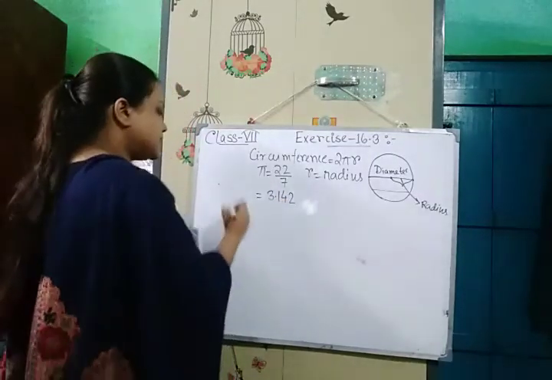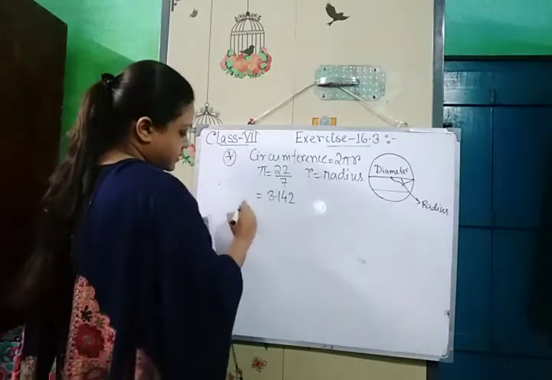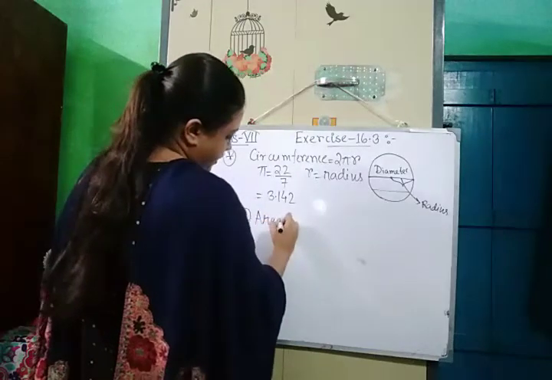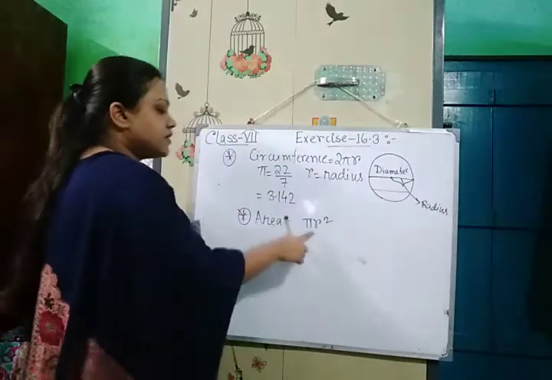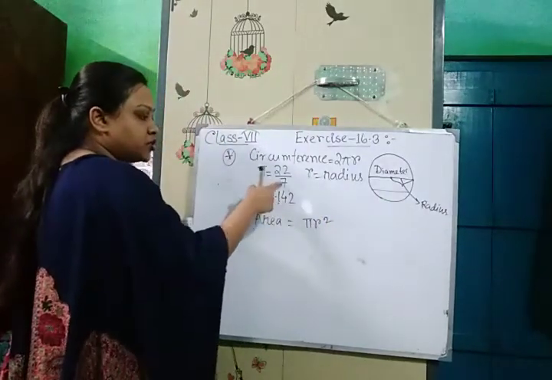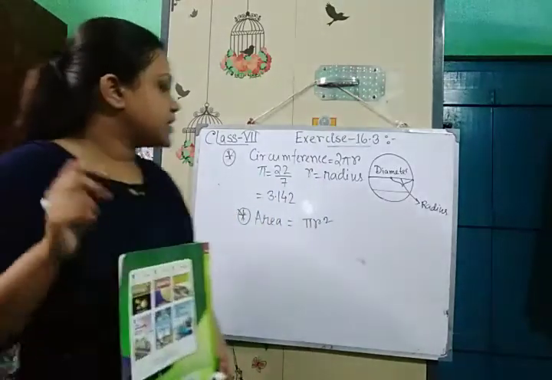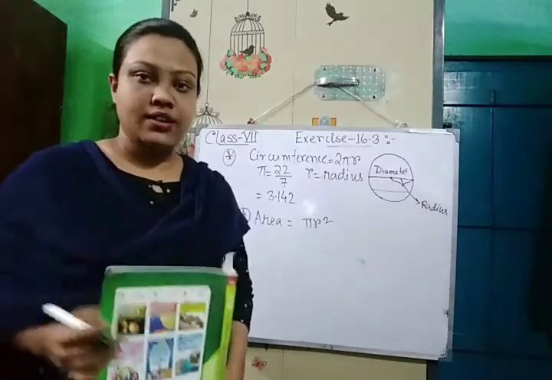Okay, next is the area of the circle. This one was for circumference. Now next, area equals to pi r square. Same here, pi equals to 3.142 or 22/7, and radius is r. Okay, so pi r square is the formula to find out the area, and circumference equals to 2 pi r.